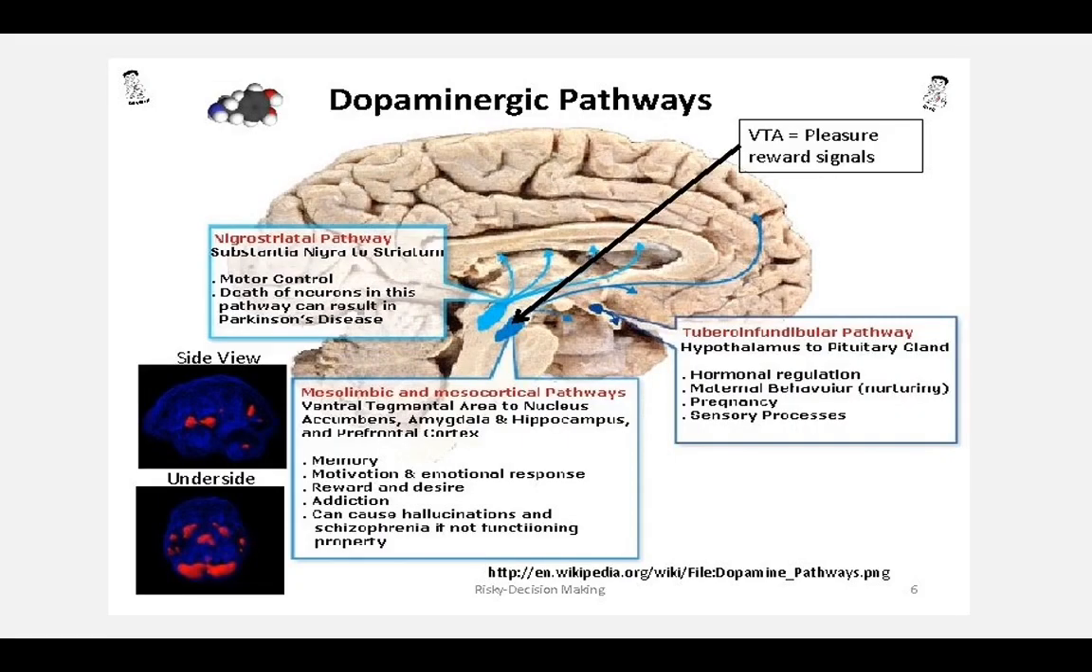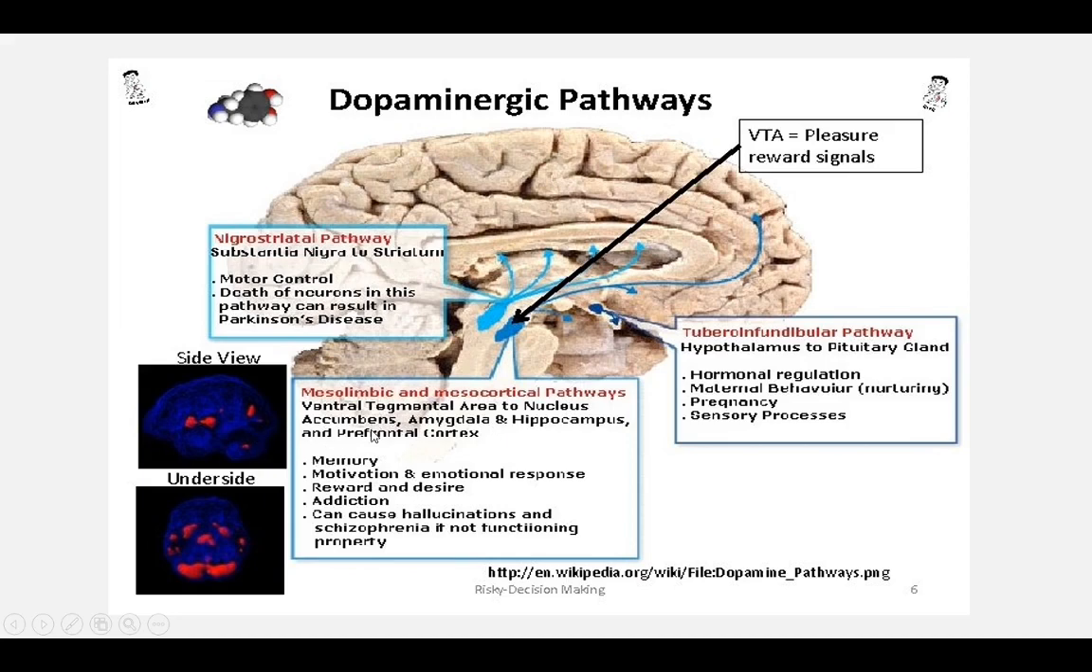Now, what is the dopaminergic pathway? We will try to review this a bit. In the dopaminergic pathway, we have the mesolimbic and mesocortical pathways. Over here we have the ventral tegmental area. This pathway starts from the VTA, which is the ventral tegmental area, to the nucleus accumbens, amygdala, hippocampus and prefrontal cortex. Usually these are there in the limbic system.